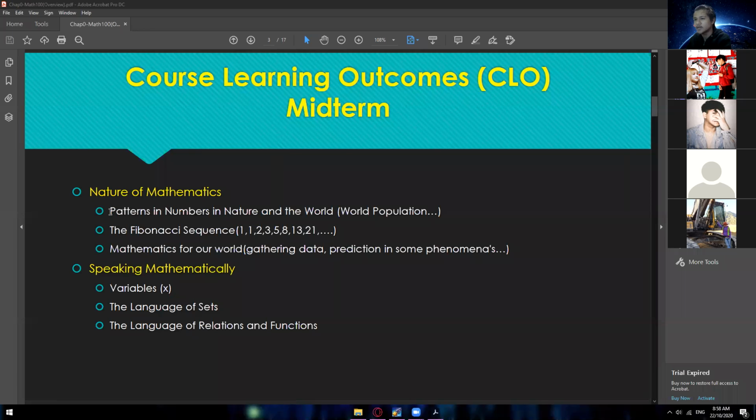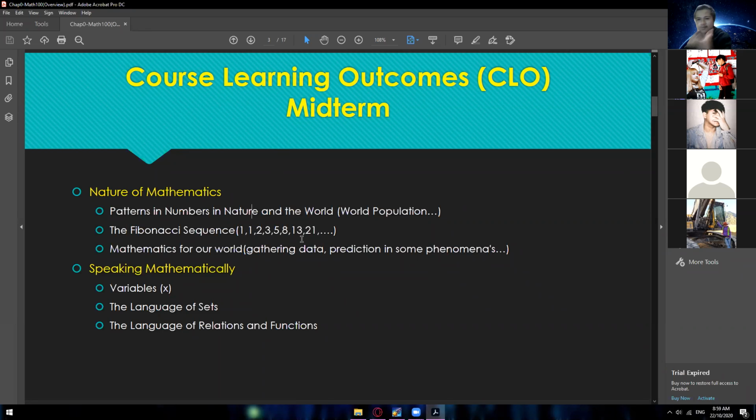Okay, so tatlo lang yung topic natin, pero below that, we have subcategories or subtopics. Okay, so under nature of mathematics, we have patterns in numbers in nature and the world population. Okay, so as you can see right here, patterns in numbers in nature. So connected siya sa nature. Kung ano yung nakikita niyo sa paligid niyo, lahat yan may pattern. Okay? And then second is yung world population.